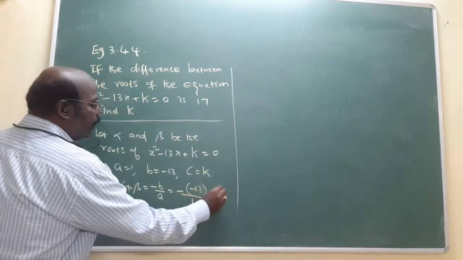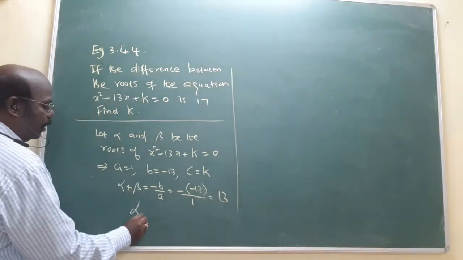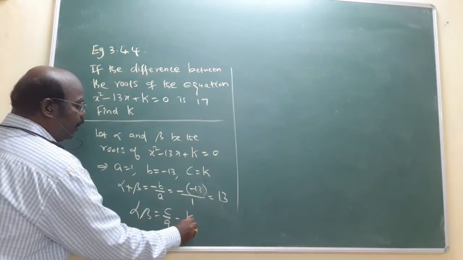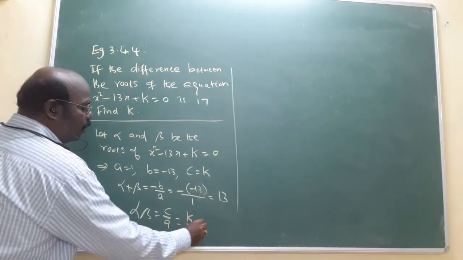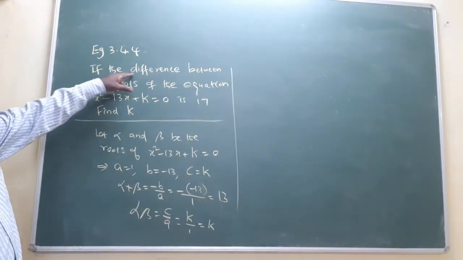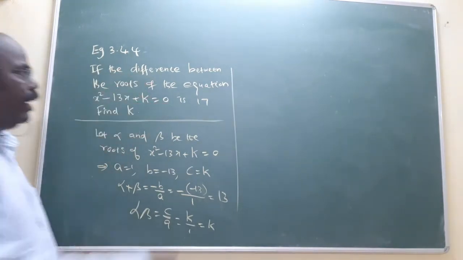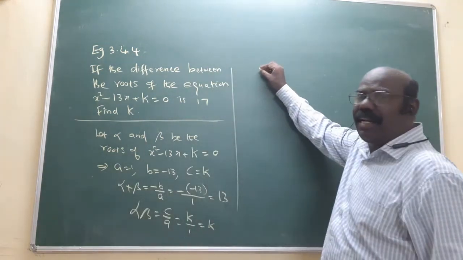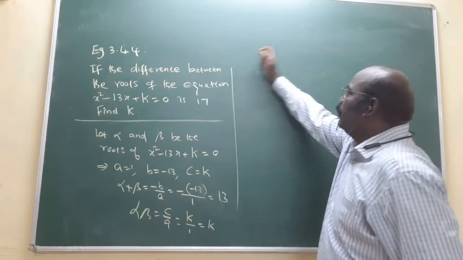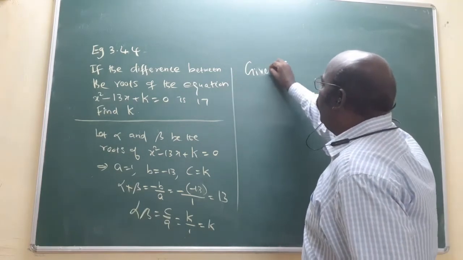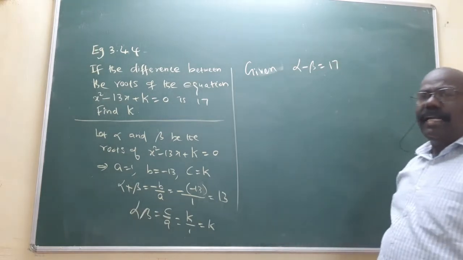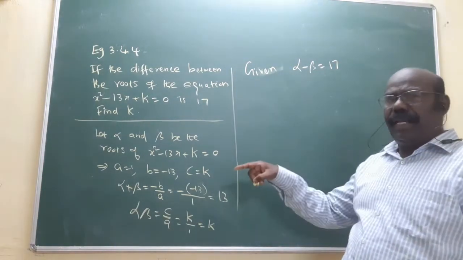which is 13. Then alpha into beta equal to c by a. C is k, and a is 1, so that is k. And already given, the difference between the two roots is 17. This is the data given: alpha minus beta equal to 17. Already you know the formula. Find the value of k.